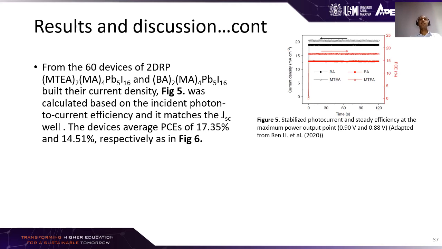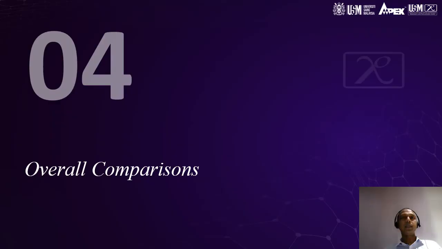From the 60 devices of the 2DRP of both the BA type and the MTEA type perovskite, we analyzed the current density. And in figure 5 here, you could see that the incident photon to current efficiency matches the JSC, which is the current density of the short circuit. So the device in this case averages a PCE of 17.35% for the MTEA version, whereas 14.51% for the BA version here. So you could see that over here. Now, additionally, you could see that the PCE had improved.